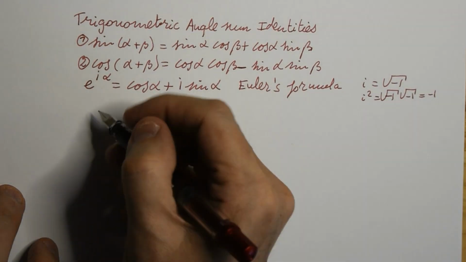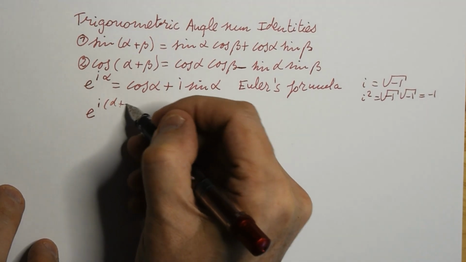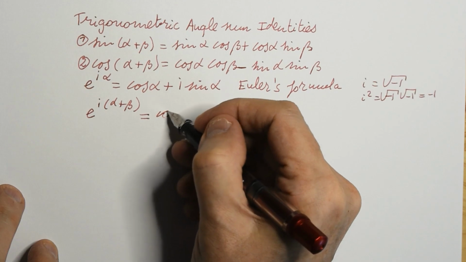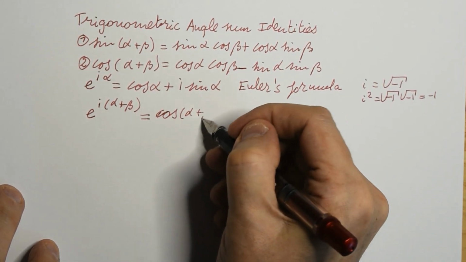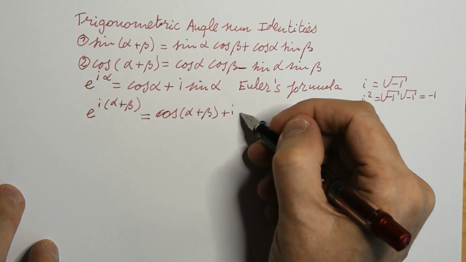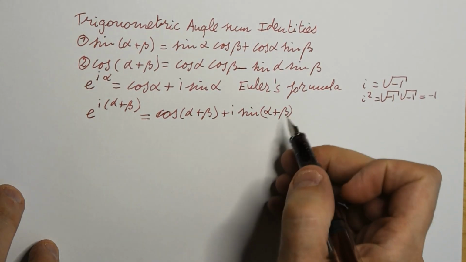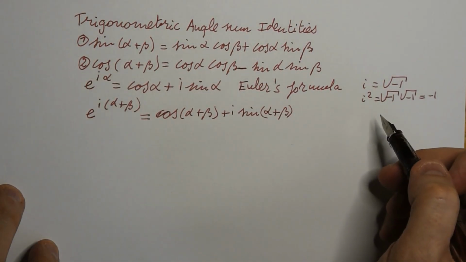So let's start with the following. We do e to the power i(alpha plus beta), which is cosine, just writing out the definition, (alpha plus beta) plus i sine(alpha plus beta). And you can already see that that's the left side of formula 1 and 2.